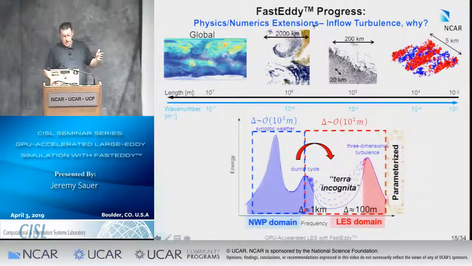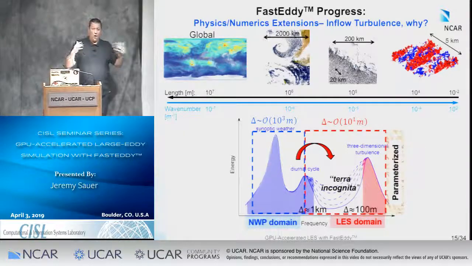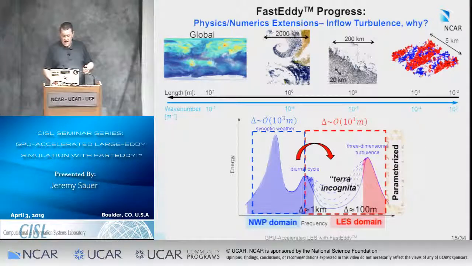As we get into numerical weather prediction models, like, say, WRF or MPAS, they may have domains that span a couple thousand kilometers, but again, their resolution is at the scale of 1 kilometer. In these numerical weather prediction codes, they're trying to capture synoptic weather conditions and things like the diurnal cycle so that they get the majority of weather patterns correctly. But in the Large-Eddy simulation world, we're interested in three-dimensional turbulence.